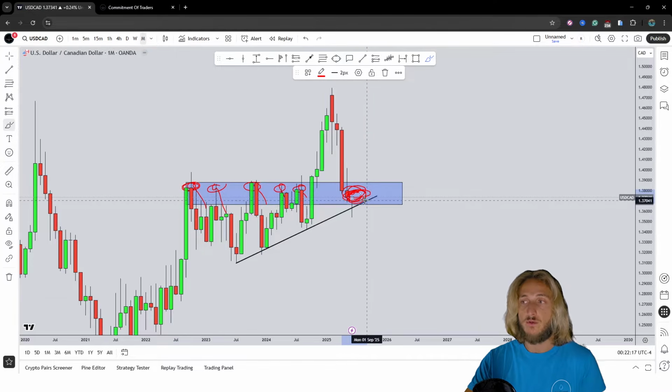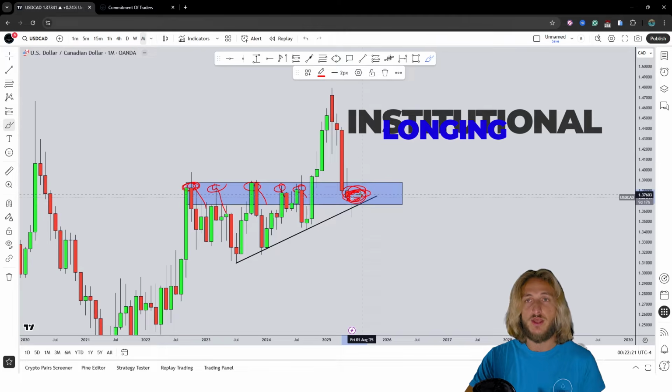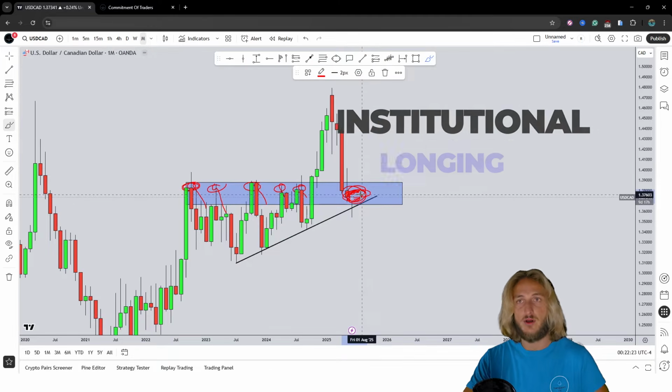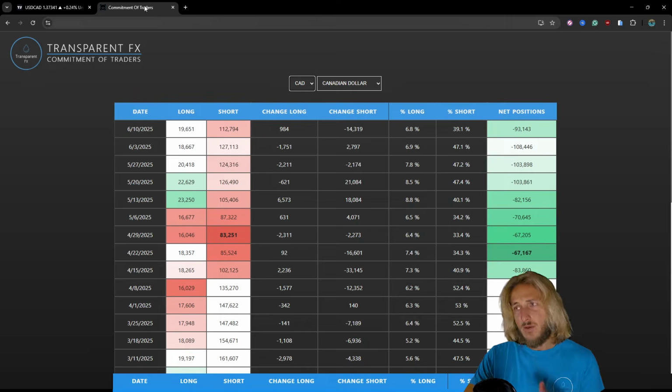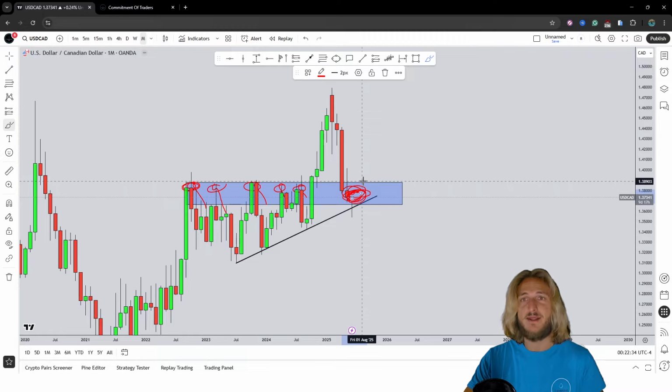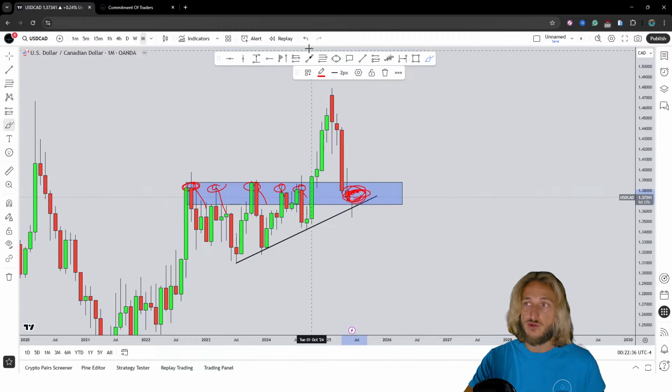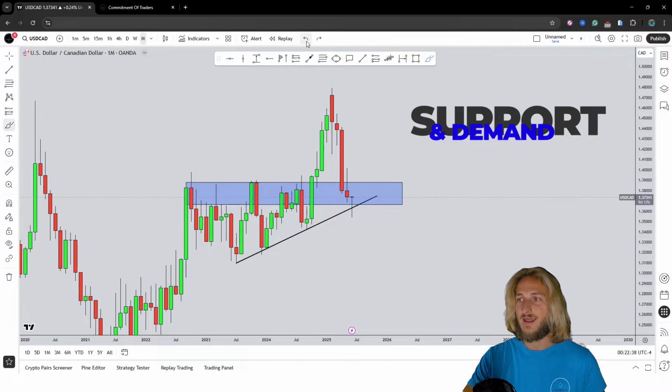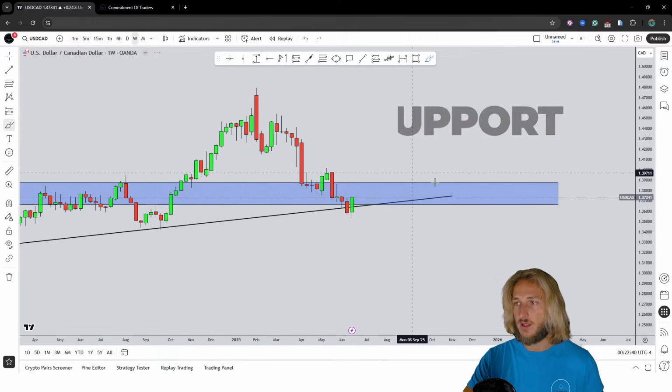And when you have a confluence of support zone, you have an increased probability of seeing strong institutional buying inside of that confluence of support. And we will be speaking about the institutional positioning in just a few moments when we move to the commitment of traders analysis. But for now, let's keep in mind that the market is inside of that strong confluence of support and demand, and drop down to the weekly time frame.